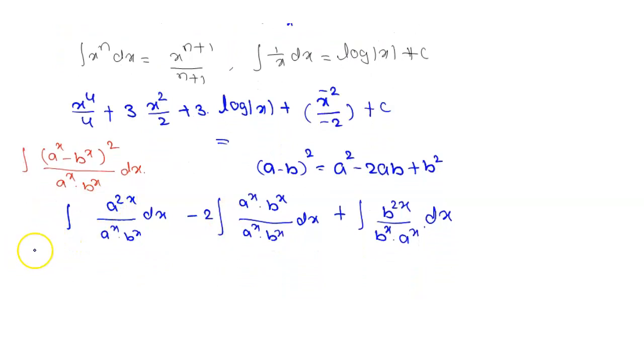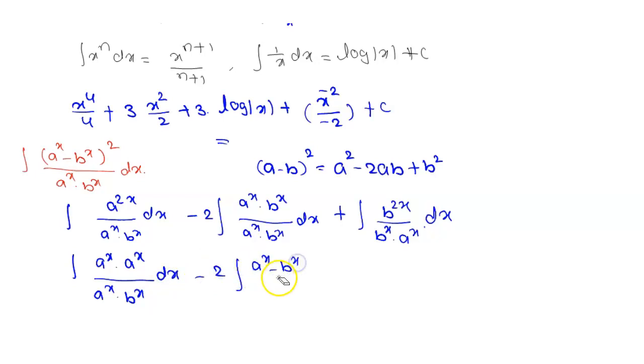So now a power 2x can be written as a power x into a power x by a power x into b power x dx, minus 2 integral, the second function with no change, a power x into b power x by a power x into b power x dx, plus integral b power 2x, which we can split again as b power x into b power x by b power x into a power x dx.